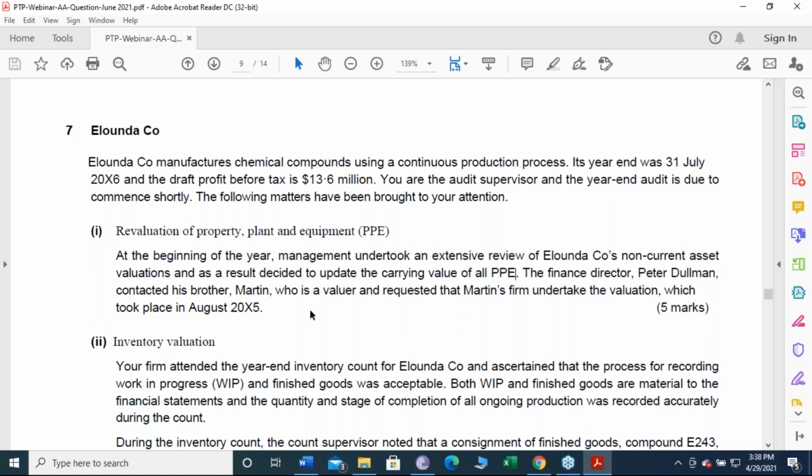Moreover, who did the valuation? Mr. Martin did the valuation. So you would like to consider the competence, the qualification and the experience of Martin in order to make sure that the work performed by Martin can be trusted. And definitely this valuer would have given a valuation report. So I would like to agree the revalued amounts with the revaluation report provided by the valuer, Mr. Martin.